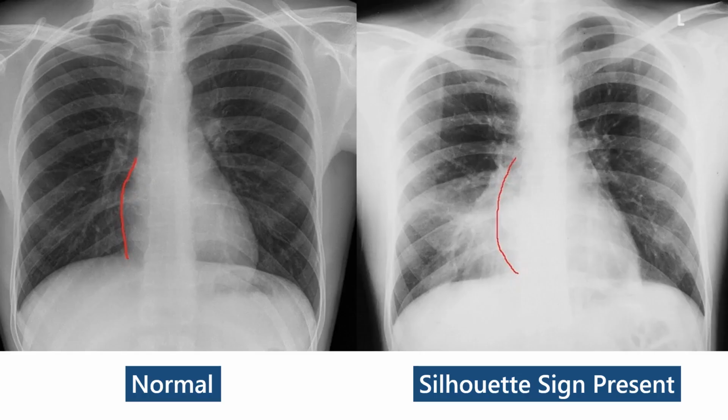This is a good side-by-side illustration of the concept of the silhouette sign. The left image is a normal chest radiograph with the red line indicating the silhouette of the right heart border and right middle lobe. The right image shows the same red line delineating where the silhouette should be, but is lost due to consolidation in the right middle lobe.